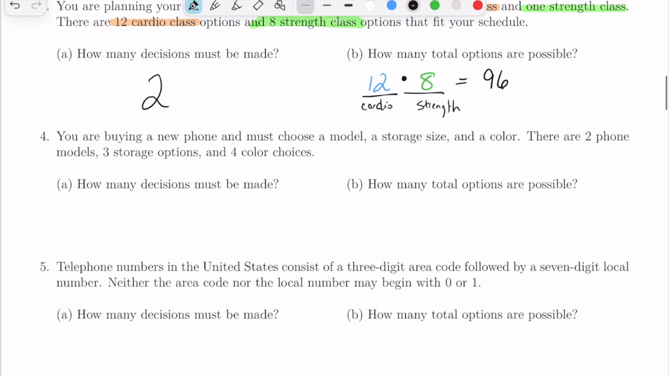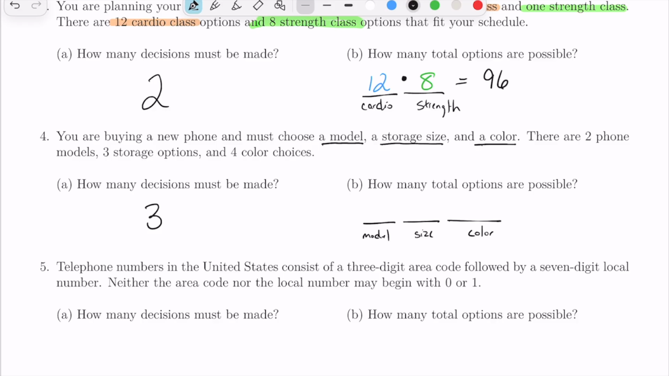When you go to buy a new phone, you have to choose between the model, the storage size, and the color. There's 2 different models, 3 storage options, and 4 color choices. Well, you can see what we have here is 3 decisions. So I'm going to put 3 blanks down, right? We have the model, we have the size, the storage size, and we have the color.